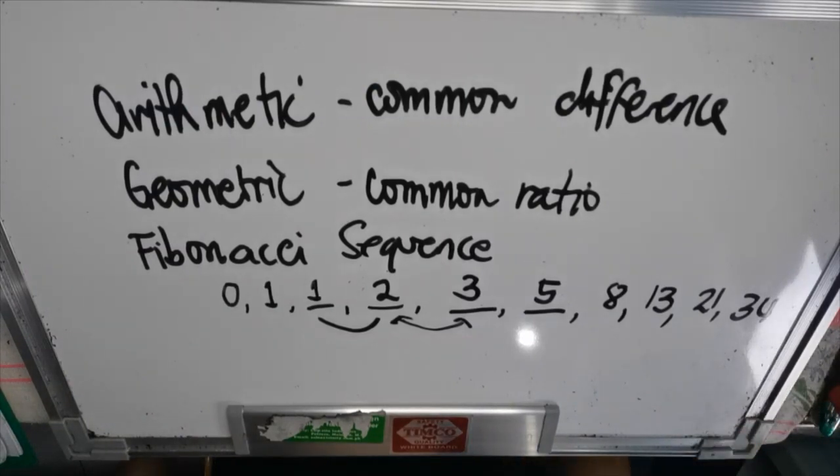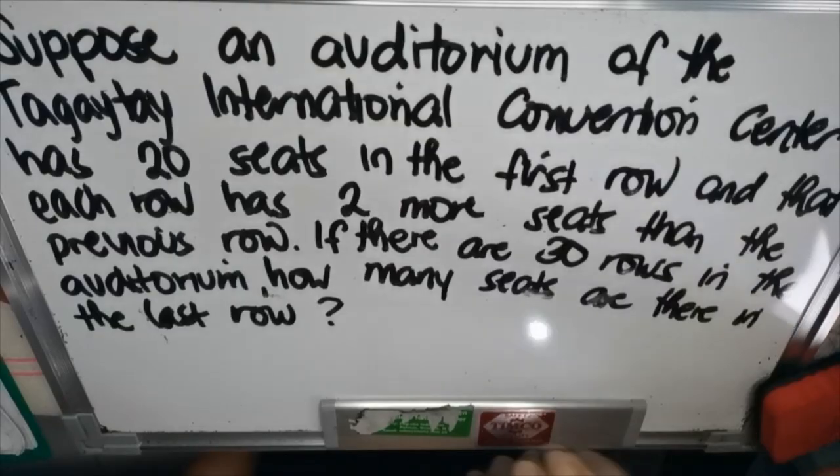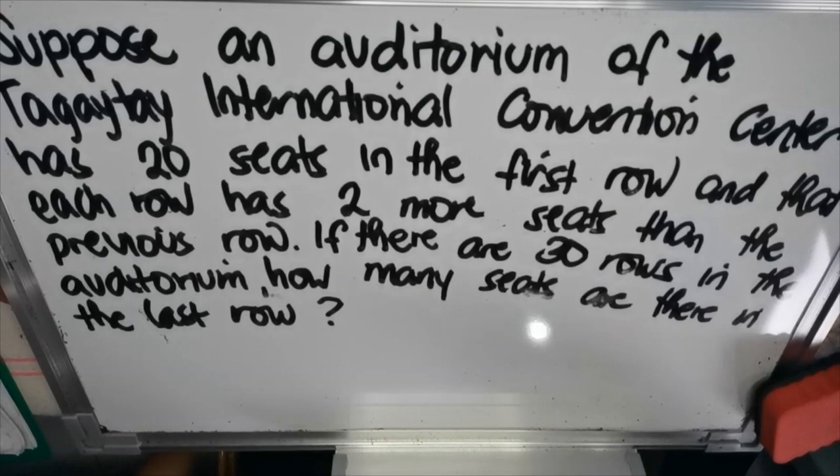Okay? So, now, if we are given a problem such as this, say for example, suppose an auditorium of the Tagaytay International Convention Center has 20 seats in the first row, and that each row has 2 more seats than the previous row. If there are 30 rows in the auditorium, how many seats are there in the last row?